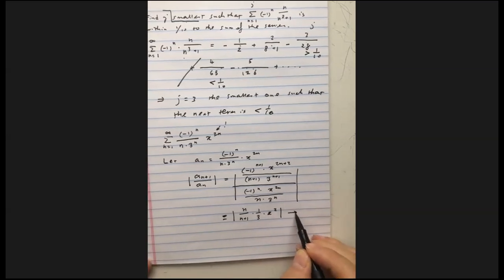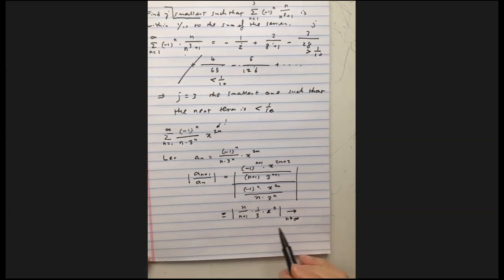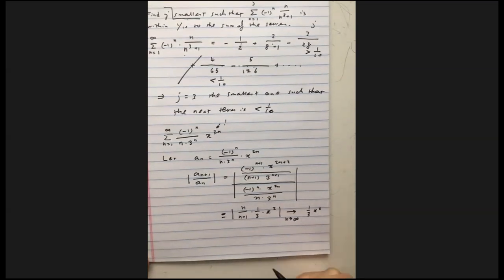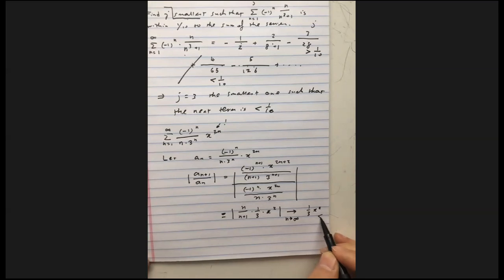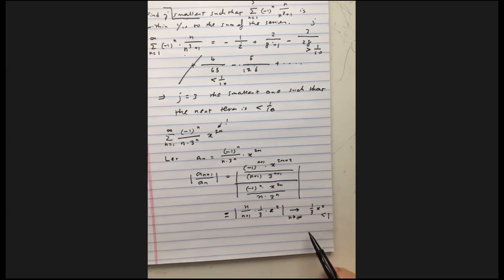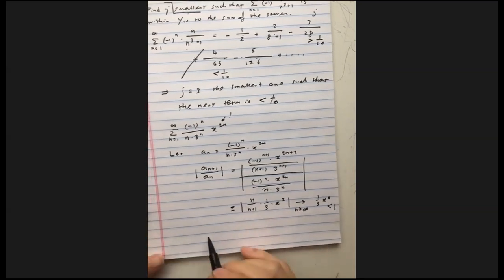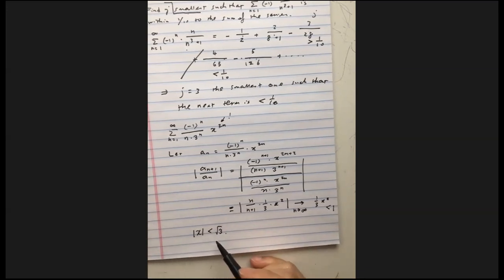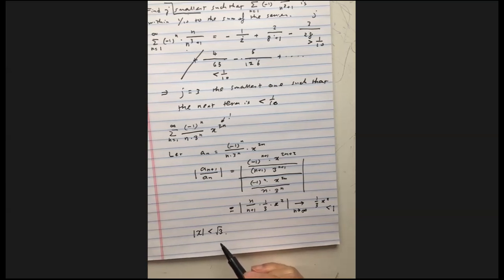And we know that as n goes to infinity, the limit of this expression goes to 1 over 3 times x squared, right? So this is the limit. And we want this to be smaller than 1 in order to use the ratio test, because if we want the series to converge, we want this limit to be smaller than 1. And from there, we know that the absolute value of x has to be smaller than √3. And this is the radius of convergence that we're computing. It's √3.